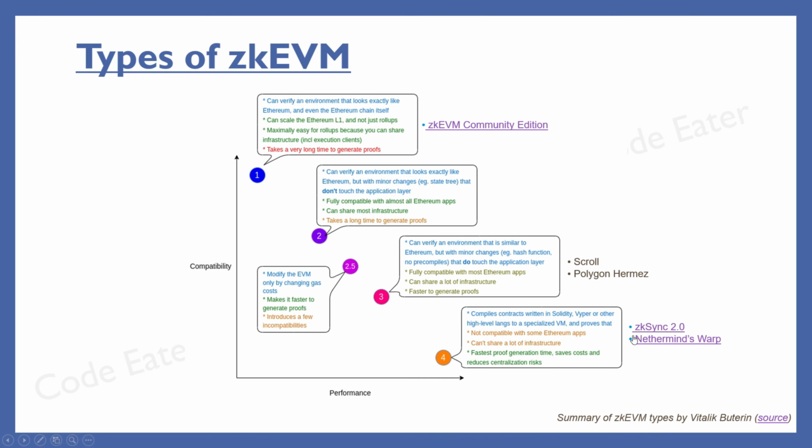And if you see the fourth one, that is zkSync 2.0, Nethermind's Warp. In this case, you can clearly see that they are fastest in proof generation, but they are much less compatible. They compile code written in Solidity, Vyper or other high-level languages to a specialized VM and prove that. So they are not compatible with Ethereum apps; even though their performance is pretty high, they are not much compatible with the EVM part. So you need to make a lot of modifications to your Solidity code or other things, in order to directly deploy it on zkSync or Nethermind's zkEVM.